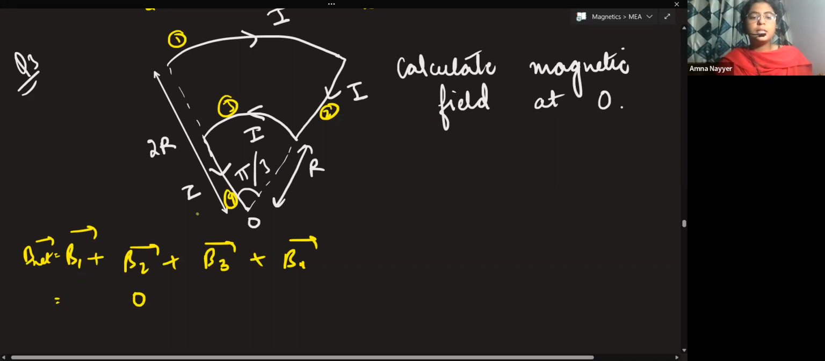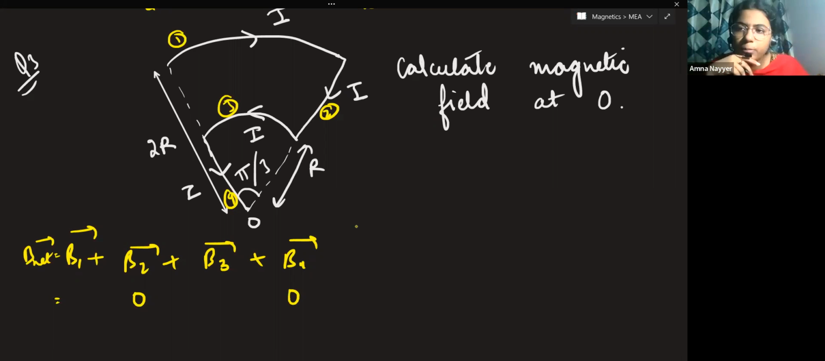B2 will be 0, B4 will be 0 because the point is lying on the axis of it. If you consider any point on the axis, sine theta is 0 and you don't get any magnetic field.